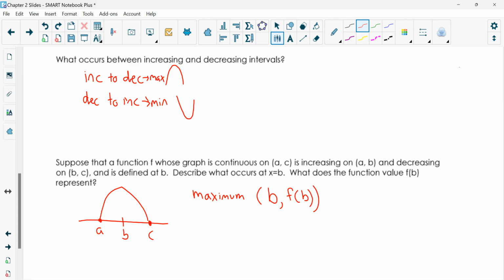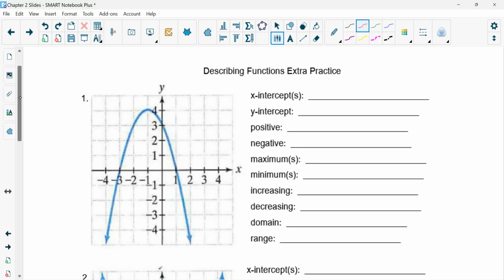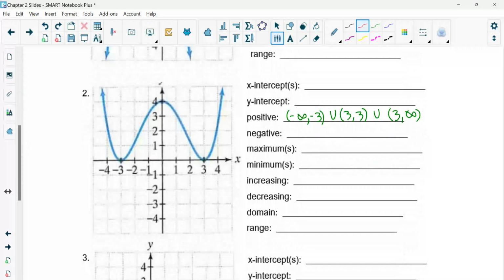All right, do we have questions from last night's homework at all? Just be careful with number 2. Okay, if you want to take a quick look at number 2 from last night's homework.